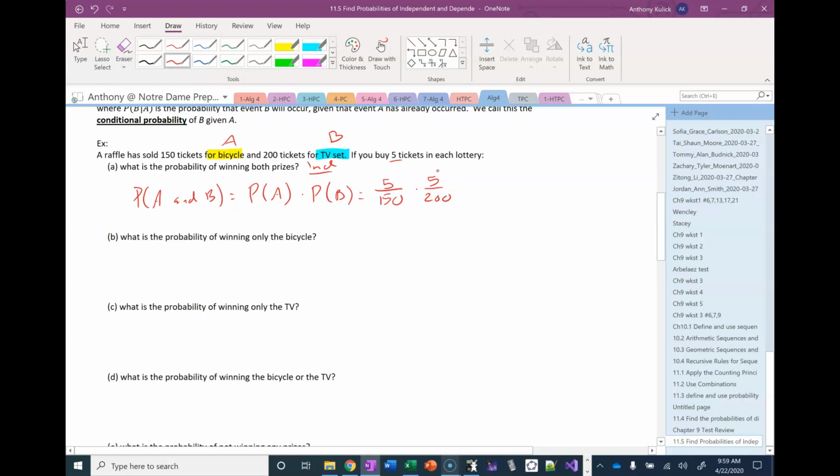So that's really it. When I multiply this out and reduce my fraction, I get 1 out of 1,200. Okay.